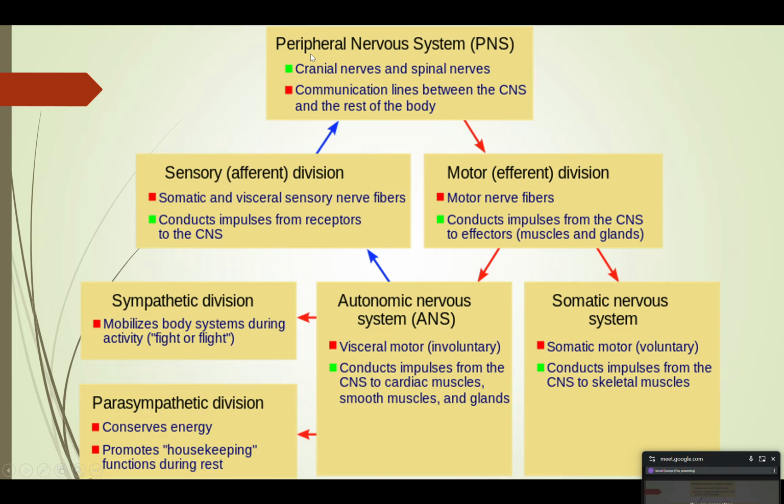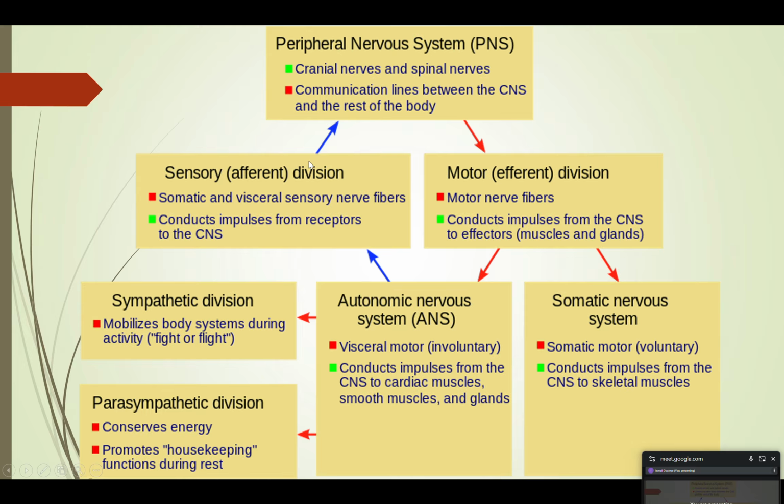It should be noted that there are 12 cranial nerves and 33 spinal nerves. So that makes a total of 45 peripheral nerves. These are communication lines between the central nervous system and the rest of the body. That is where they function.